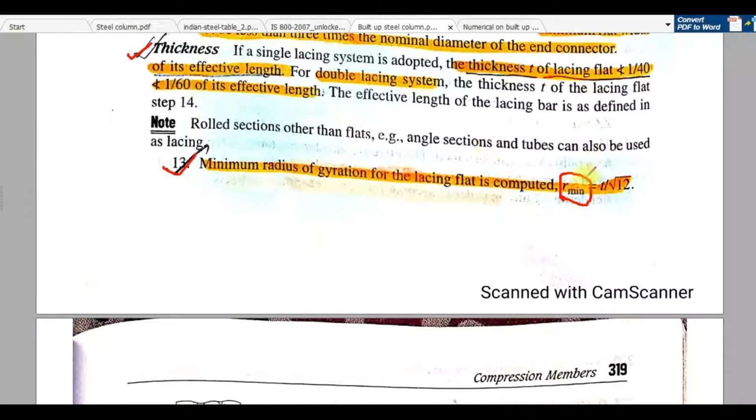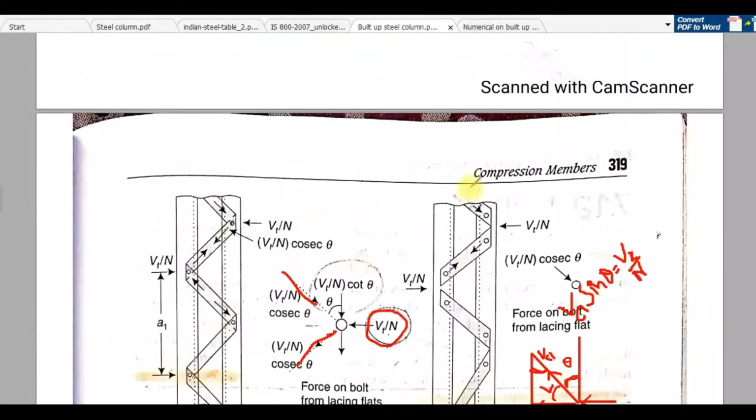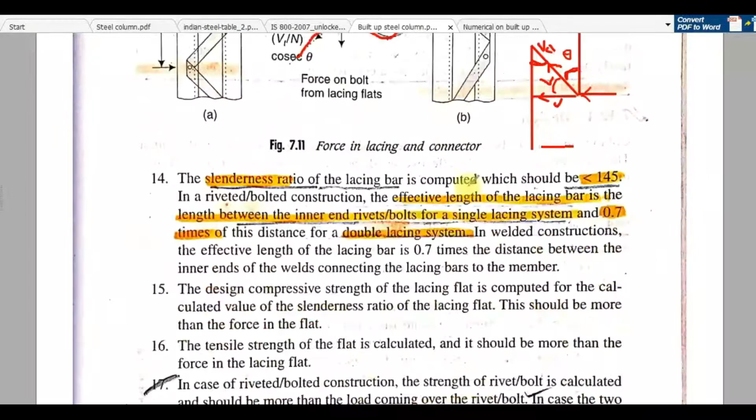And then r minimum is equal to this thickness by root 12. Then I have to check the slenderness ratio of the lacing bar, which should be less than 145. So the slenderness ratio of the lacing bar should be less than 145. You have to check, because you know this radius of gyration of the lacing bar and you know the effective length. You can find this. It should be less than 145.